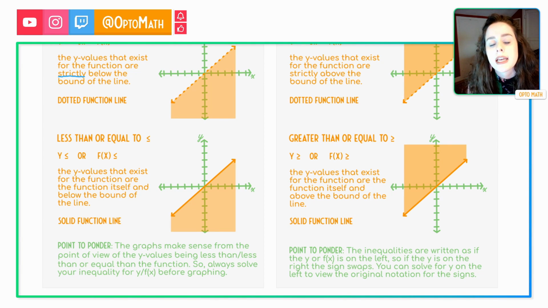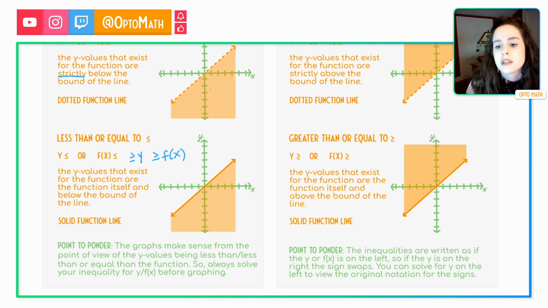Now let's consider a less than or equal to. So if y or f of x is on the left, then it looks like a less than symbol with a line underneath, where the extra line underneath is the part that will tell us or equal to. It can also look like this. Your y is on the right, so your symbol swaps direction, or if your f of x is on the right. So the y values exist for the function itself, so a full line, so the function itself exists for all the y values, and below that.